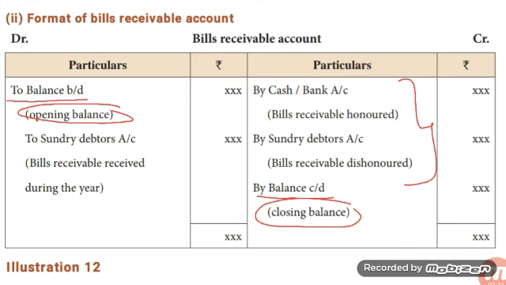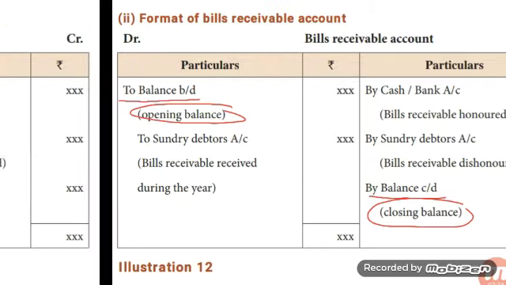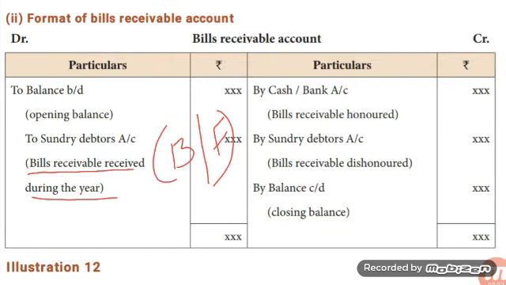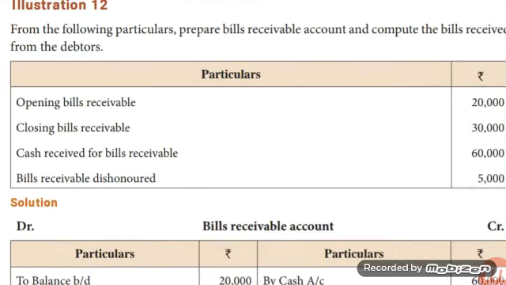After entering all items in the bills receivable account, ascertain the unknown value. Here bills receivable received during the year is the unknown value. It can be calculated by taking the difference between the credit total and the debit total. Okay children, shall we do one problem?